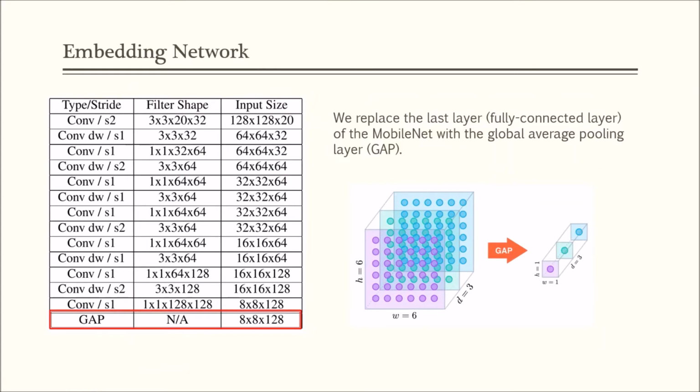In the implementation, we replace the last fully connected layer in the original MobileNet with a global average pooling, that is a GAP layer. This is used for visualizing the class activation map, which we will discuss later. Here I list the parameters of the embedding network.